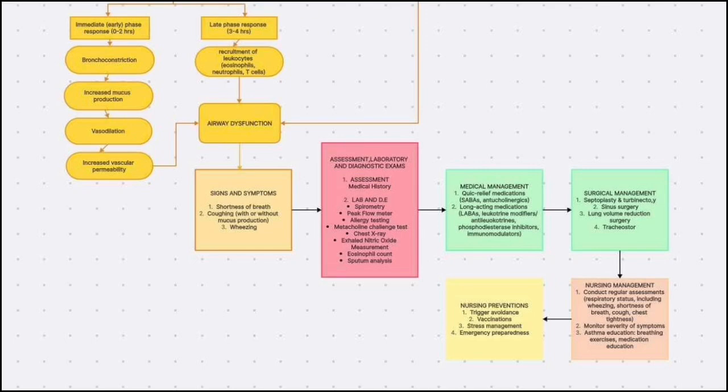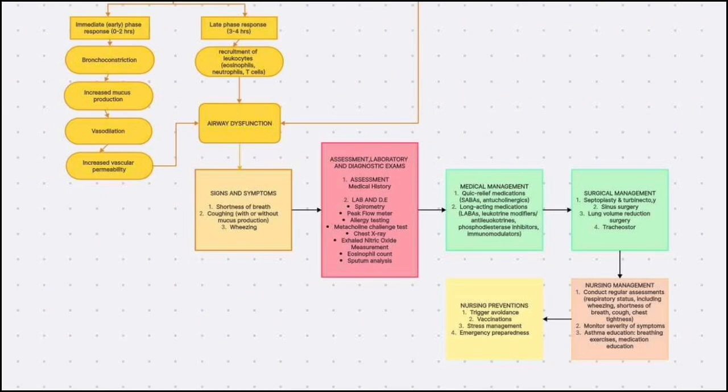So for the early phase response, the immediate response to allergens involves bronchoconstriction, increased mucus production, and vasodilation. Then for the late phase response, this phase involves the recruitment of inflammatory cells such as eosinophils and neutrophils to the airways. And lastly, airway remodeling. The chronic inflammation can lead to structural changes in airways, including thickening of the airway walls, increased blood vessel growth, and the development of mucus-producing glands.